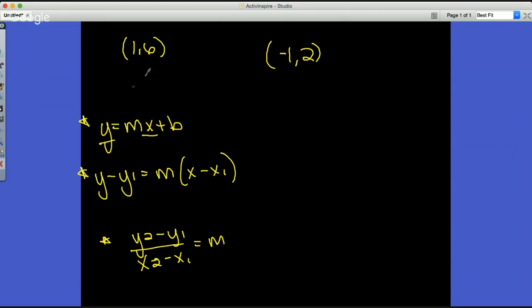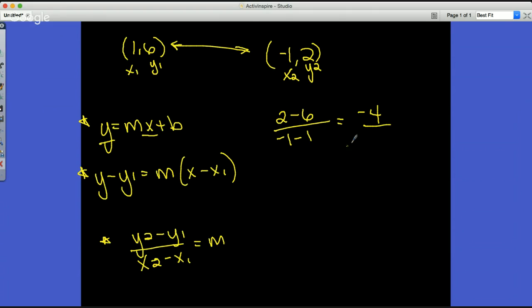All right. Now, the first thing we've got to do within both of these points is we've got to find the slope. So let's do y2 minus y1. So here's y2, here's y1, here's x2, here's x1. All right, so we've got 2 minus 6 all over -1 minus 1. Now, as I plug in, 2 minus 6 equals -4, and -1 minus 1 equals -2.